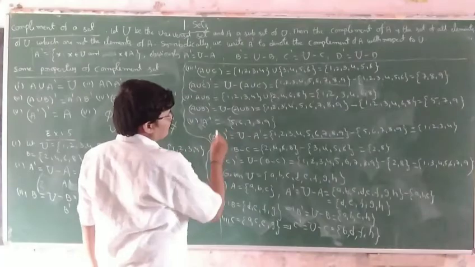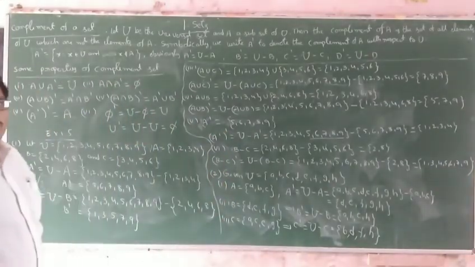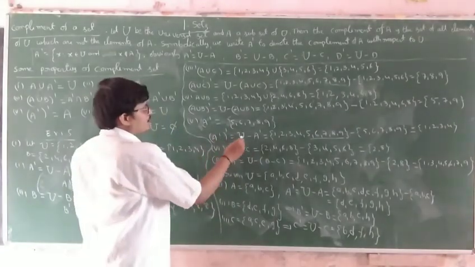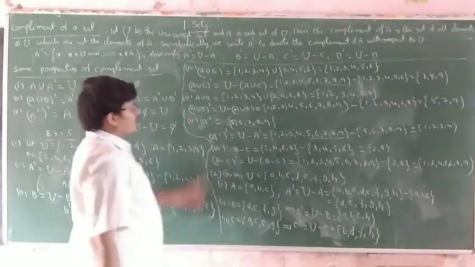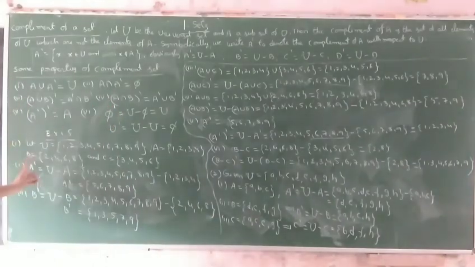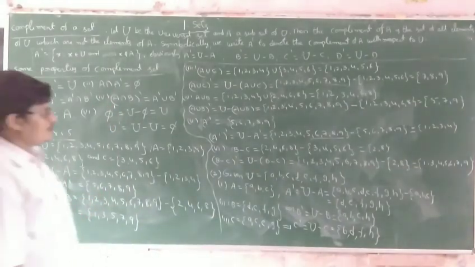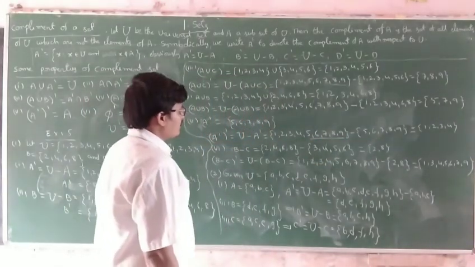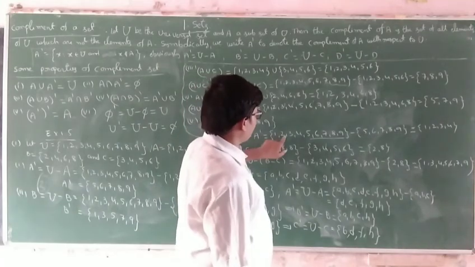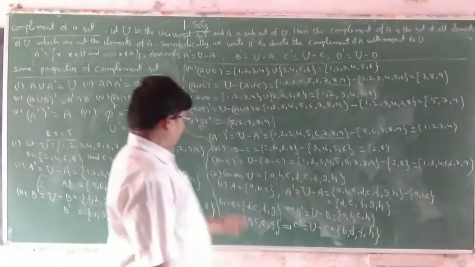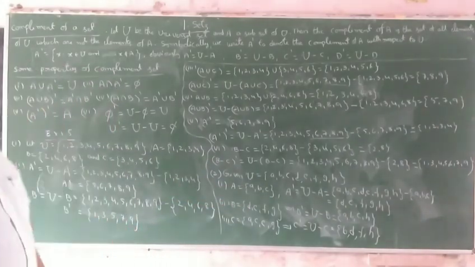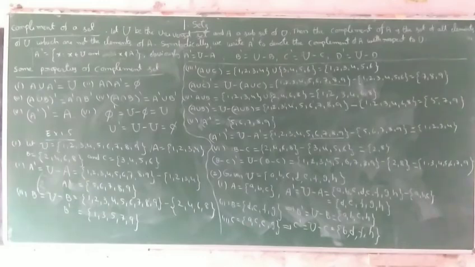Next, A complement whole complement. A complement whole complement means universal minus A complement. A complement is already done: 5, 6, 7, 8, 9. So 5, 6, 7, 8, 9 are removed from the universal, and the remaining elements are 1, 2, 3, 4. In the same way, these are the same thing. Okay, tomorrow I will continue with the next problem.